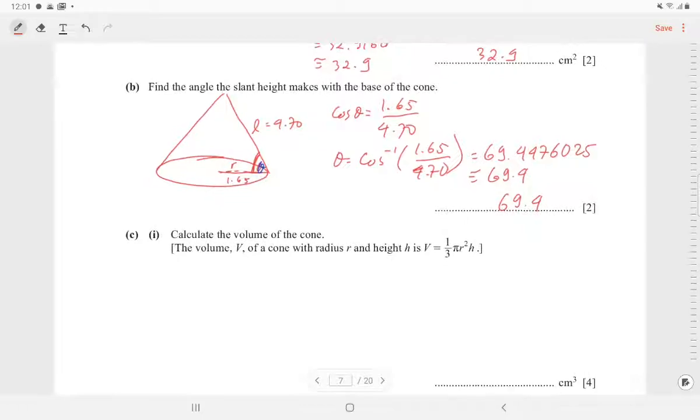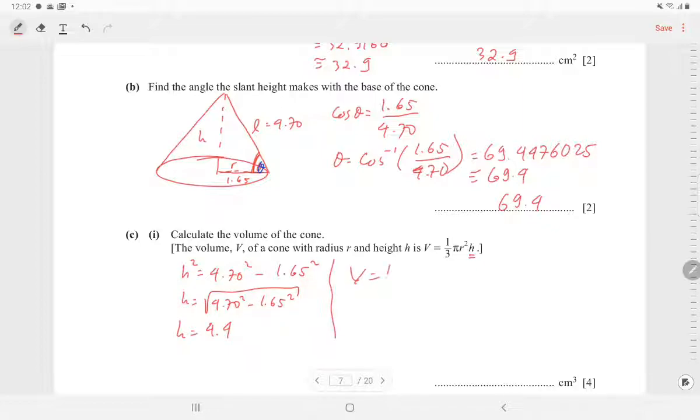Okay, so to find the volume of the cone, we need the height. Yeah, so this one is the height. To find the height, we need Pythagoras' theorem. So height squared equals 4.70 squared minus 1.65 squared. So then we have the height is the square root of 4.7 squared minus 1.65 squared. So the answer is 4.4.